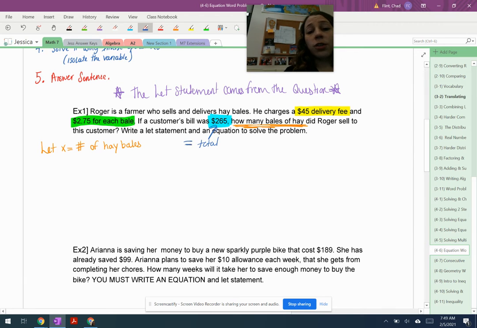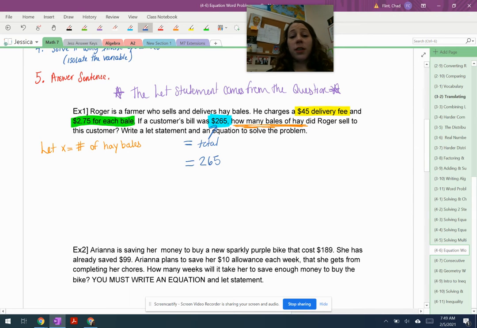And an equation is always equal to a total. So whatever my equation is going to be on the other side, I know it's going to be equal to that 265. Well, how do I get up to that total? Total tells us to add, right? So what do I need to add together? Well, probably those other two pieces, right? The $45 delivery fee and the $2.75 for each bale.